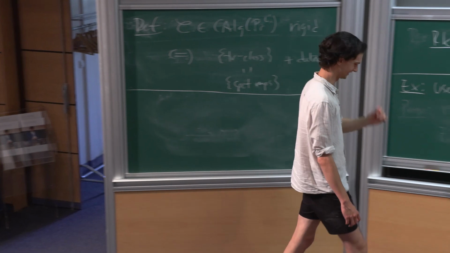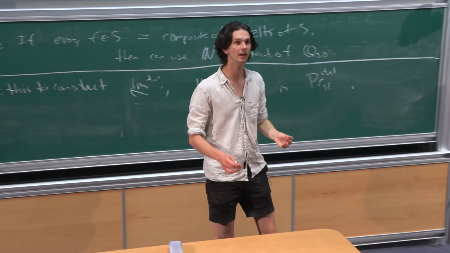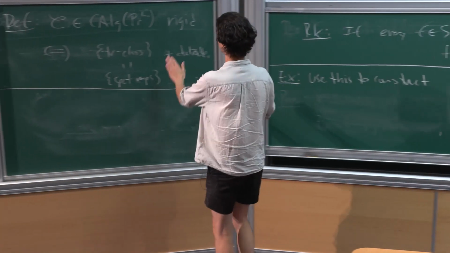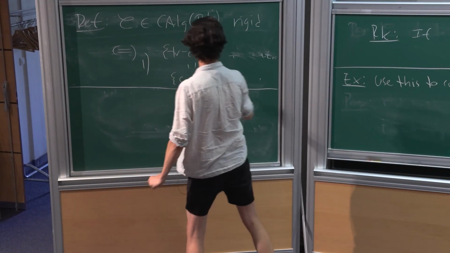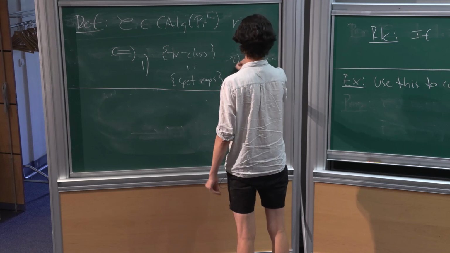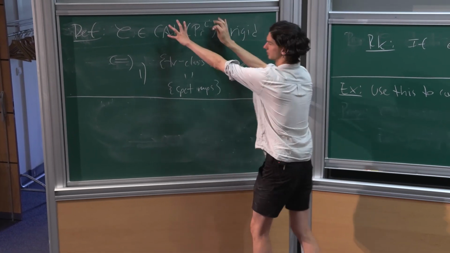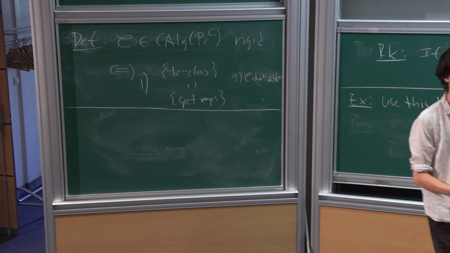So wait, what's the claim there? If and only if one, trace class is the same as compact, and two, C is dualizable, just as a bare category, forgetting the commutative algebra structure. Yeah.